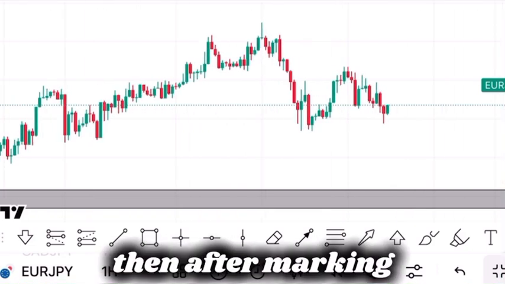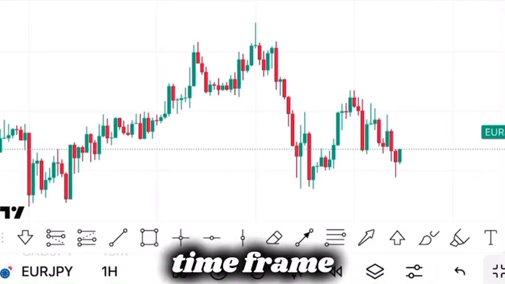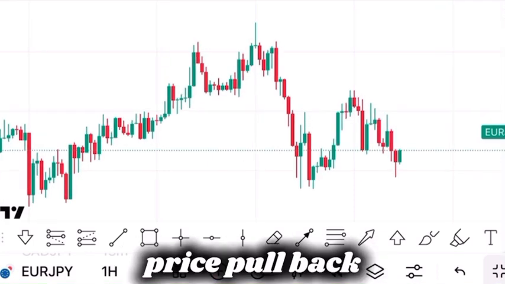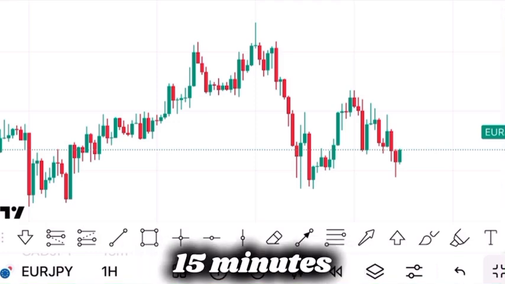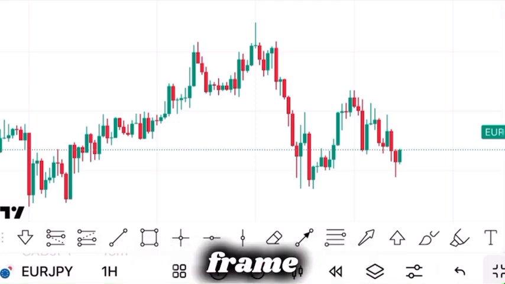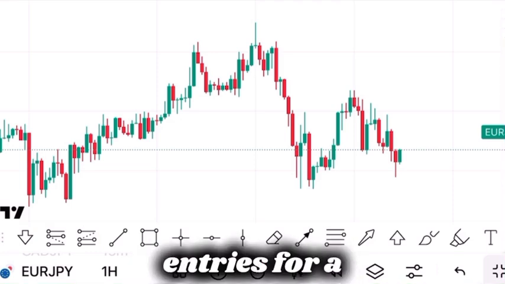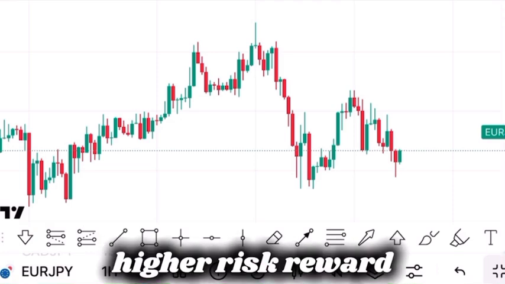Then after marking out your zone from your 1 hour time frame, when price pulls back into your zone, you can switch down to the 15 minutes or 5 minutes time frame to get tight entries for a higher risk to reward ratio.